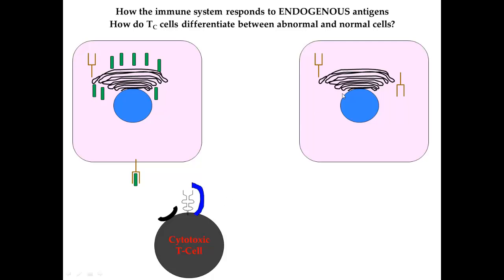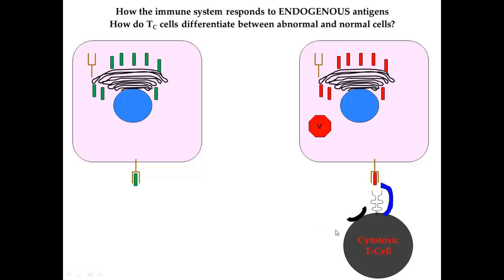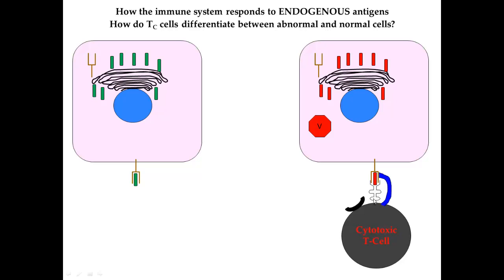Let's imagine now, on the other hand, that we have an abnormal cell. And in this example, the cell is infected with a virus that has hijacked the host's replicative machinery and started making viral proteins. A fragment of these viral proteins gets loaded up onto MHC1 and presented on the surface of that cell. This time, when the cytotoxic T cell comes along, and its T cell receptor recognizes this antigen as foreign, it will bind.